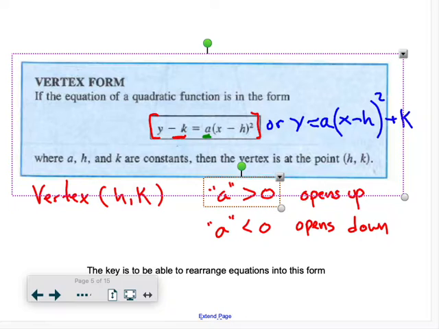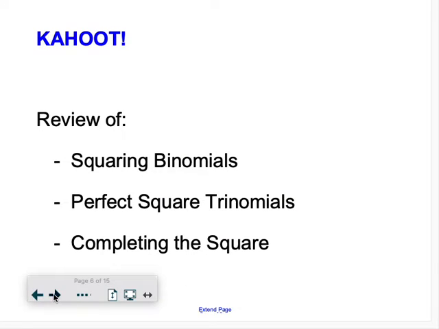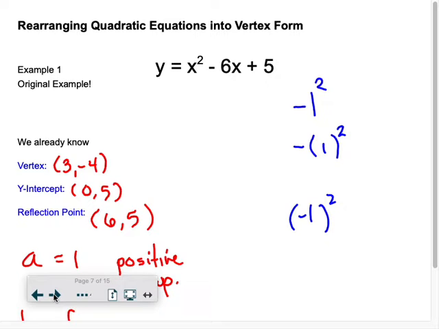The idea here is to take a quadratic in standard form and then transform it, manipulate it into vertex form. And to do so, we have to complete the square, and that's the concept we're going to focus on next. So let's get rid of this, it's not necessary.